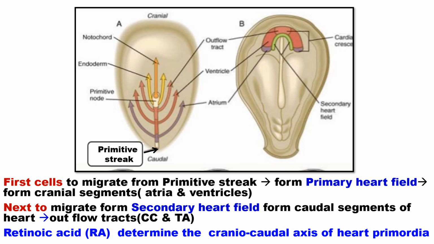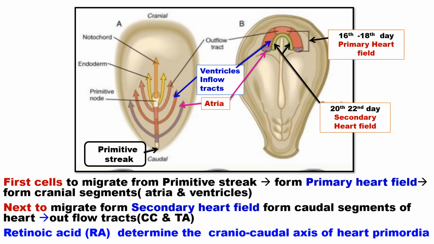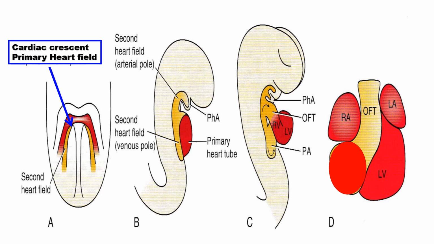The first cells to migrate from the primitive streak form the primary heart field. They form the cranial segments of the heart tube, that is the atria and the ventricles, mainly the inflow tracts. The next to migrate form the secondary heart field, which forms the caudal segments of the heart tube, the outflow tracts, conus cordis and truncus arteriosus. Retinoic acid determines the craniocaudal axis of the primordial heart tube. The primary heart tube initially appears as a cardiac crescentic structure, and the secondary heart field appears later.